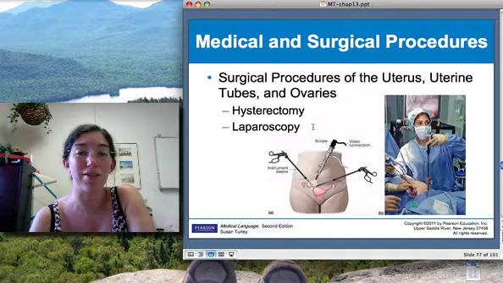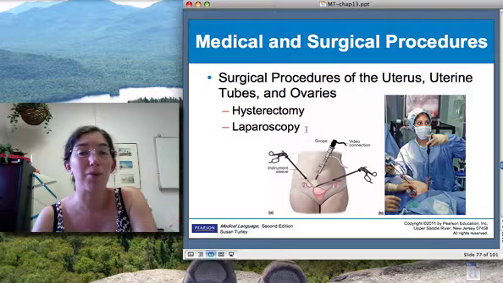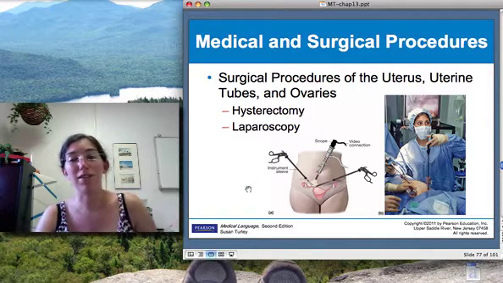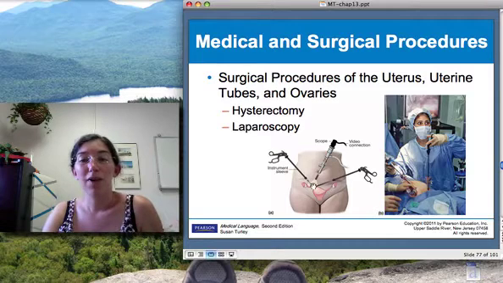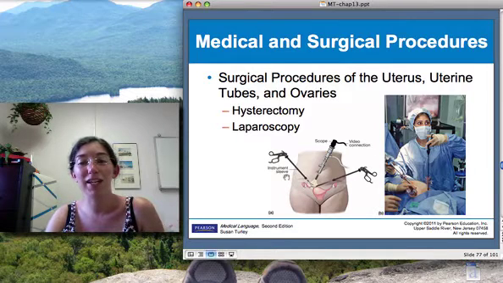Laparoscopy would be the pronunciation. Laparoscopy. A lot of surgeries nowadays are done laparoscopically, and hysterectomies can actually be done this way now too, where they go in and basically, so they don't have to cut a large opening to remove the organ.